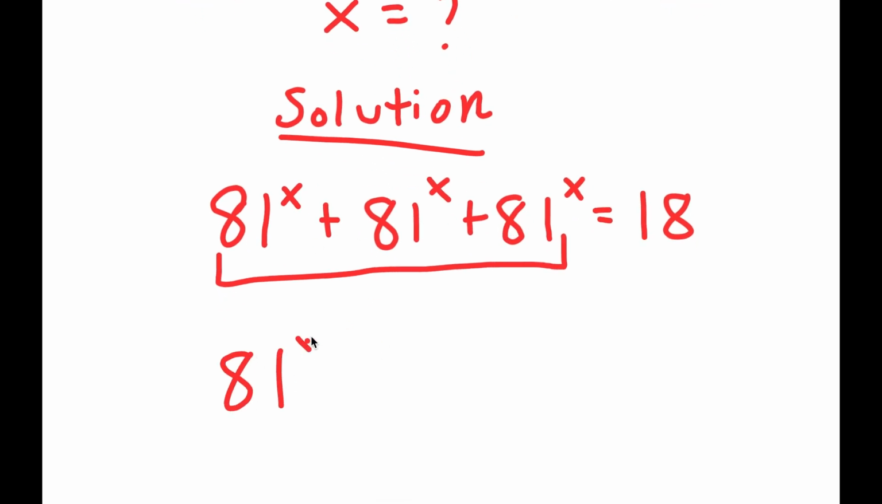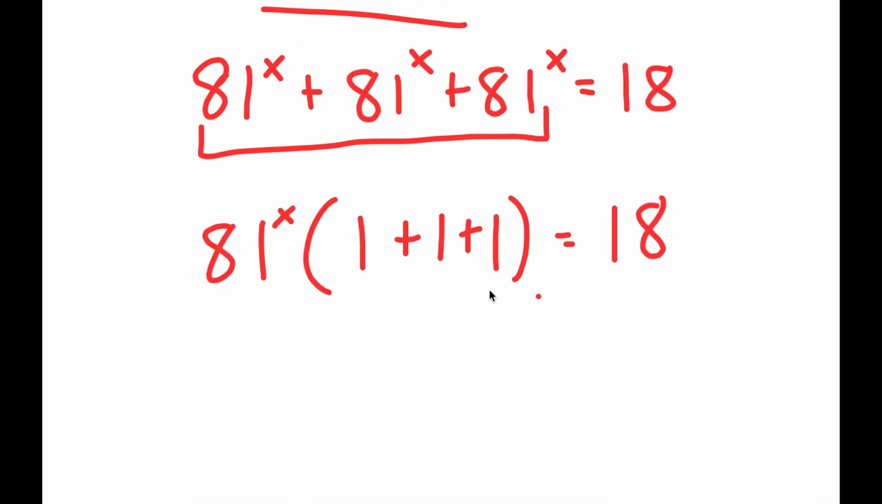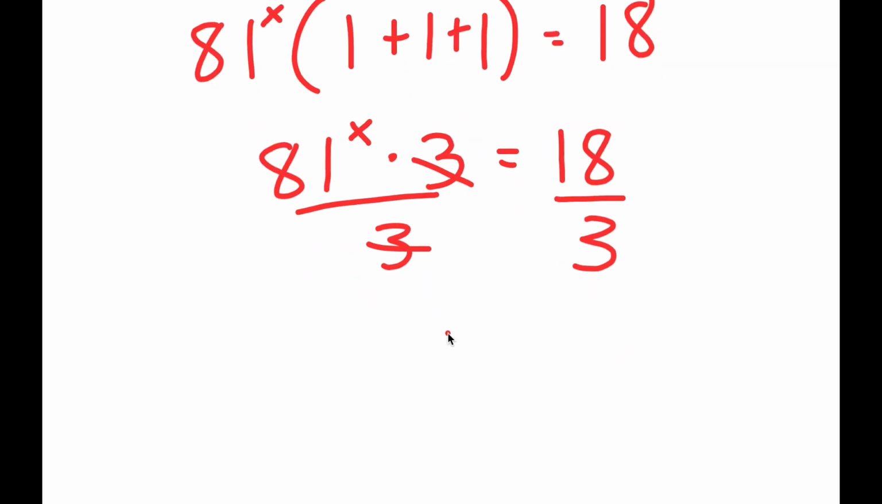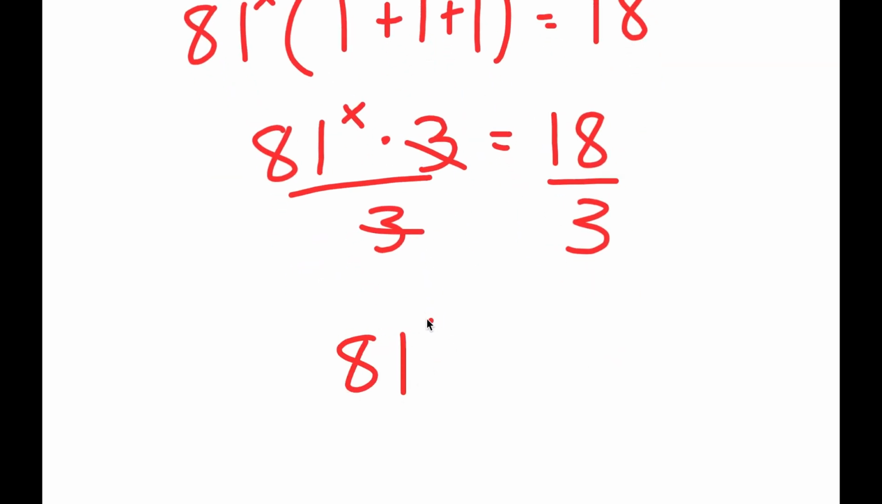So I get 81 to the power of x times, now these two are the same, so any term divided by itself is 1. So I get 1 plus 1 plus 1 is equal to 18. Now 1 plus 1 plus 1 is 3, so I get 81 to the power of x times 3 is equal to 18. Now if I divide both sides by 3, these two cancel out, and I get 81 to the power of x is equal to 18 divided by 3, which is equal to 6.